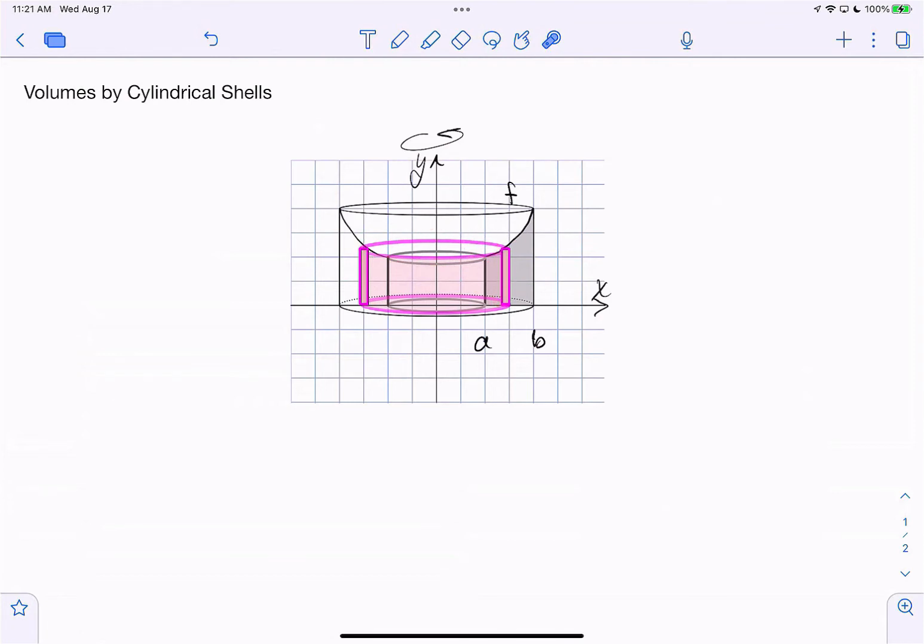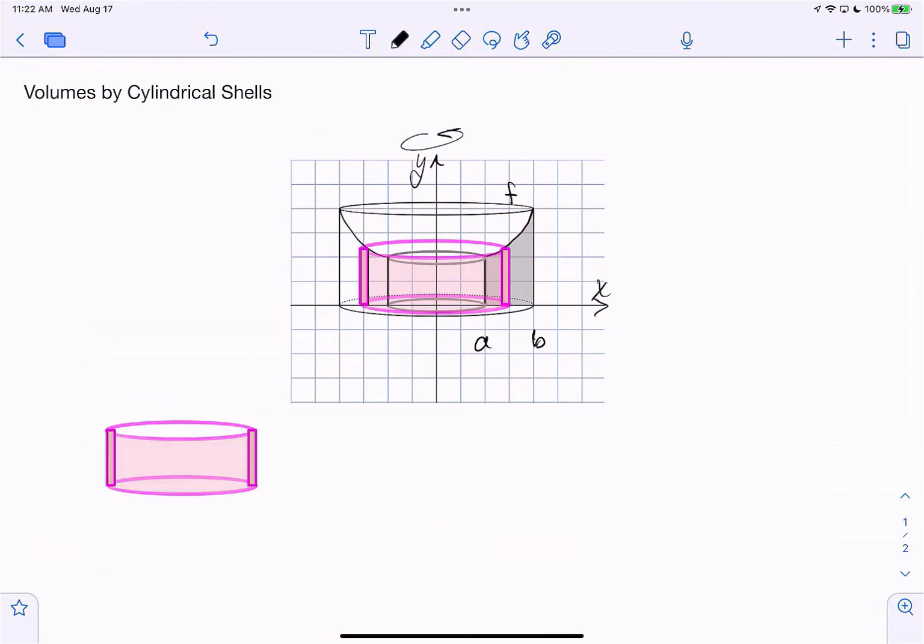Now the idea is that this representative rectangle would start here as a little rectangle and then sweep out a cylindrical wall there, and then the next rectangle would sweep out another cylindrical wall, and so on and so on, and that's how the shape is going to be generated. And that's how we're going to think about the volume.